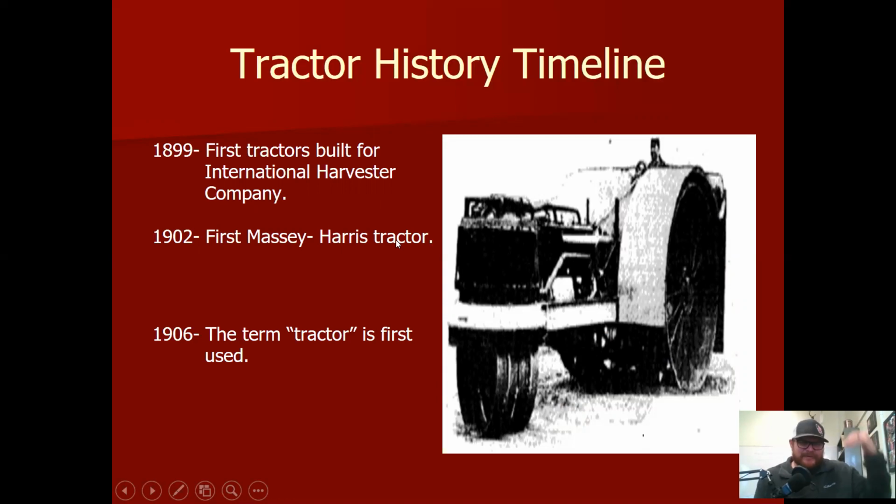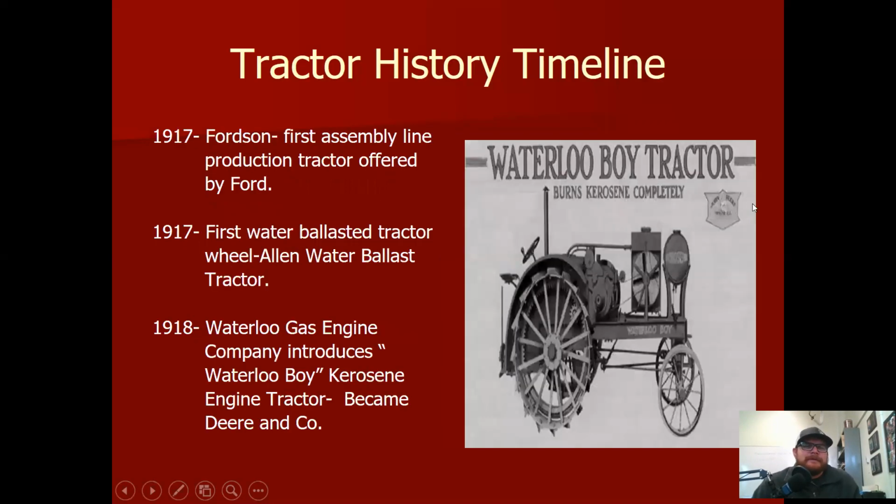In 1906, we have International Harvester, which came up in 1899. So a lot of those companies, like I said, kind of joined together. They weren't really called tractors until 1906. That's when they actually used that term, tractor. And that has stuck, because now the name of this class is the tractors class.